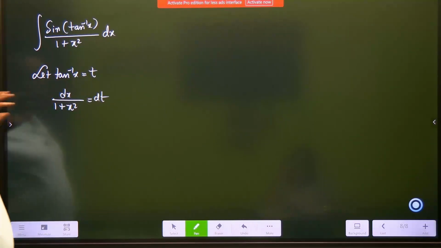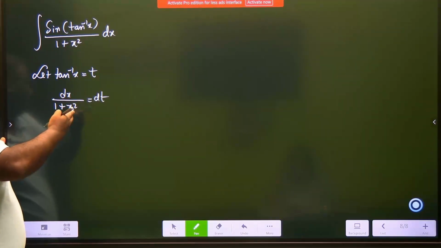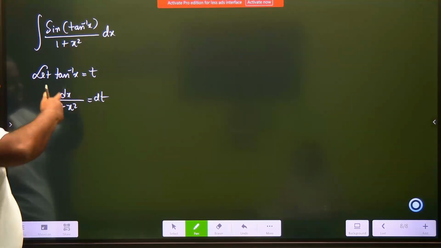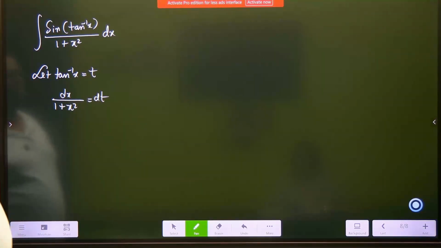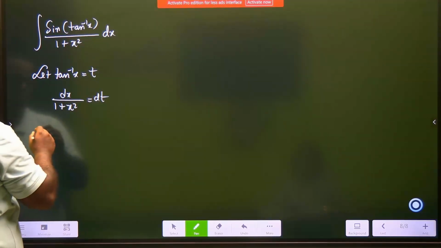Let tan inverse x equal to t. Tan inverse x's differentiation is what? 1 by 1 plus x square multiplied by dx. So I'm just writing in a little bit advanced method, deliberately confusing you so that you start accepting this norm. Clear? So you have dx by 1 plus x square. So what is your problem now?